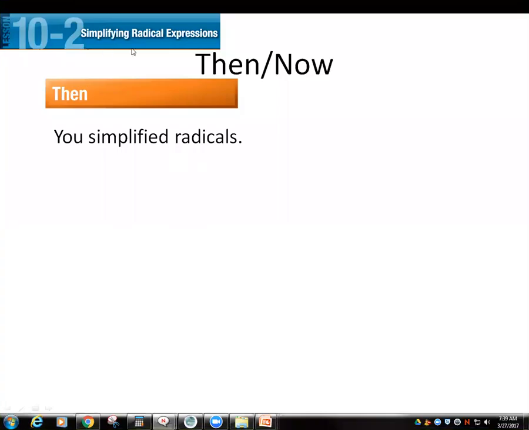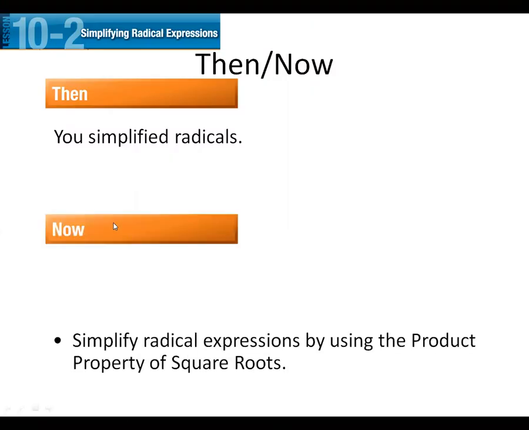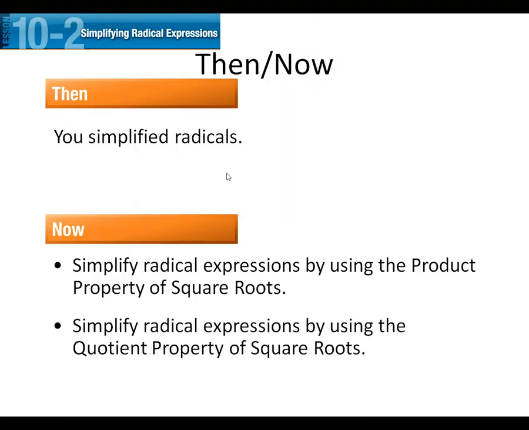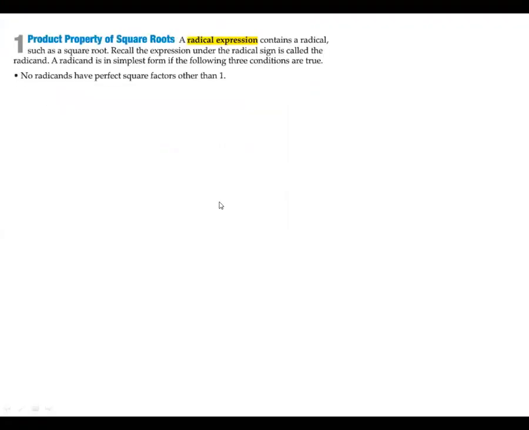All right, guys, section 2, chapter 10, simplifying radical expressions. So previously, a while back, we simplified radicals, just took the square root of something. Now, we're going to simplify radical expressions by using the product property of square roots and the quotient property of square roots. So we have radical expressions, rationalizing the denominator, and something called the conjugate.